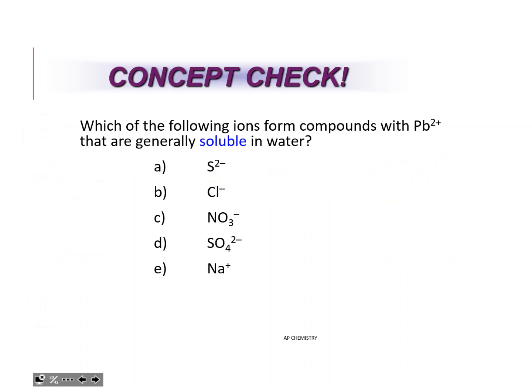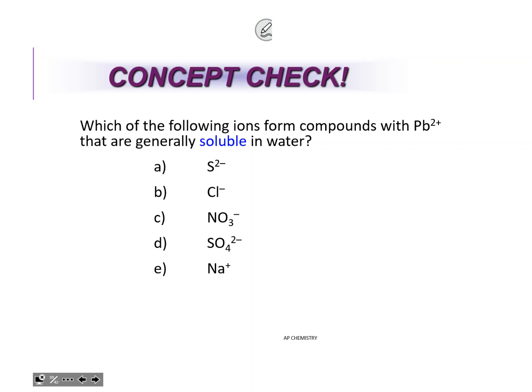All right, so now we're going to practice using our solubility rules. See if we can figure this out. So take a moment to look at the solubility rules. Okay, so which of the following ions form compounds with lead 2 that are generally soluble in water? So you look at your solubility rules.